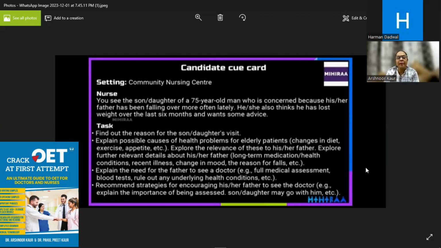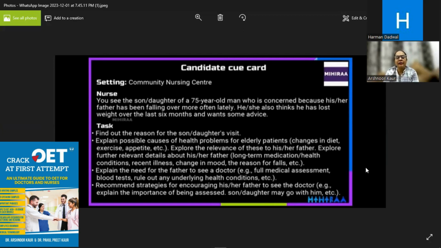Because I am not in a position to give you any advice here on what to do in this case, because your father needs a proper checkup. Only then can any decision be made. Then recommend strategies for encouraging his father to see a doctor, and explain the importance of seeing a doctor. So I've already told you.